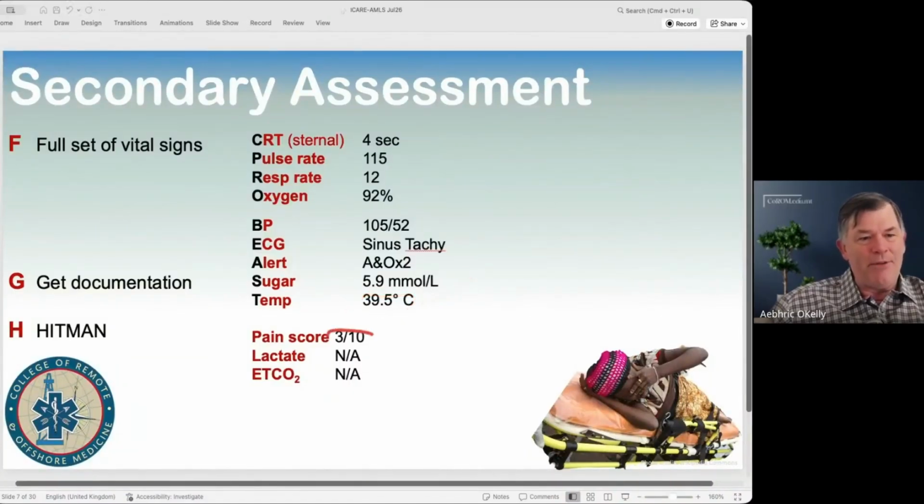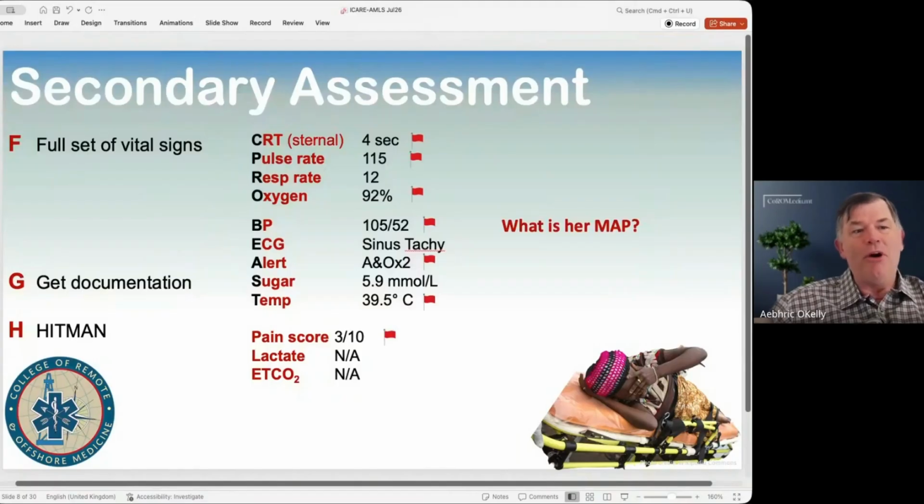I'm not too happy about that. She's uncomfortable. She's not necessarily in a lot of pain. She has just an uncomfortable feeling. 3 out of 10. We haven't got a lactate on her. Might want that. And ETCO2, we can do a blow by if we have a chance. But at the moment, we have a whole bunch of red flags.